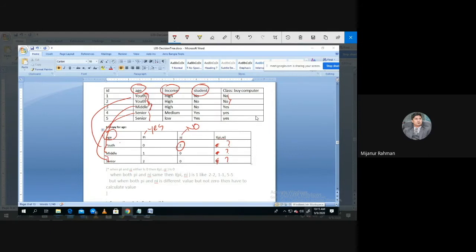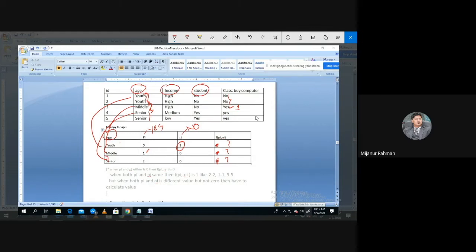Similarly, you can find the middle. In the middle, is there any yes? Yes, one yes. So you can write 1 here. And for the middle, is there any no? No, for the middle there is no no. You always think about this yes no, not that yes no, okay, not the student column. You think about the class column. So in this column, there is no no.